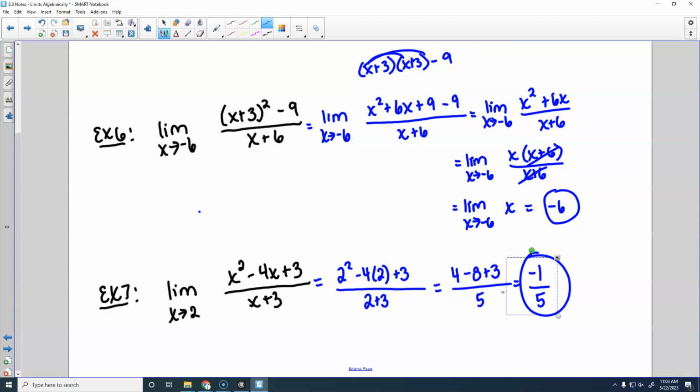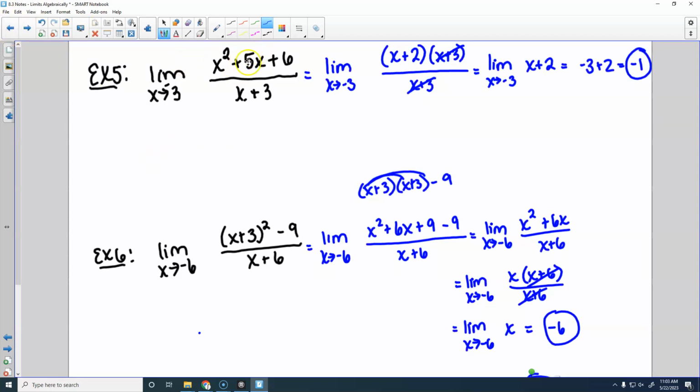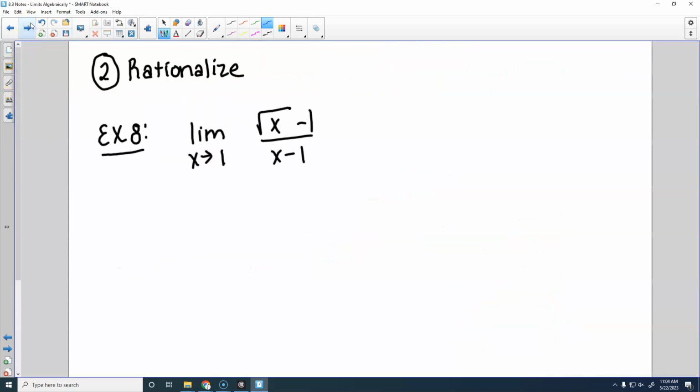Okay, questions? Okay, so one strategy that you have is to factor and cancel. Typically, if you're getting 0 over 0 and you see something like that will factor, it's probably the route you want to take. Let's look at some other types of problems you're going to run into. Okay, this one has a square root in it. And if you plug in 1, square root of 1 is 1, minus 1 will give you 0 in top, 0 in bottom. You're getting 0 over 0 here.